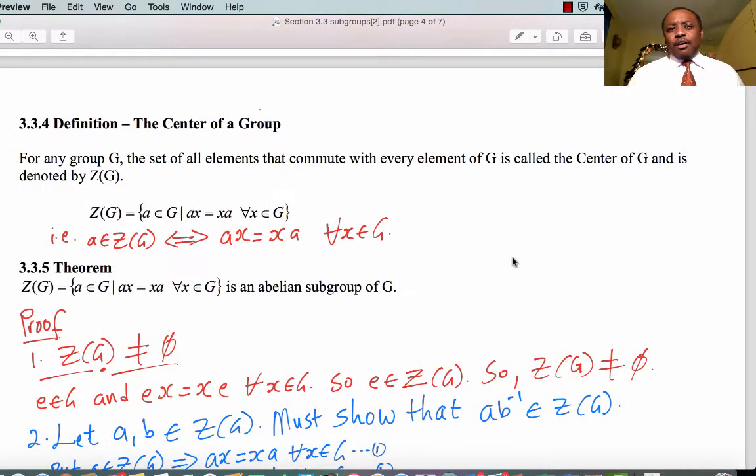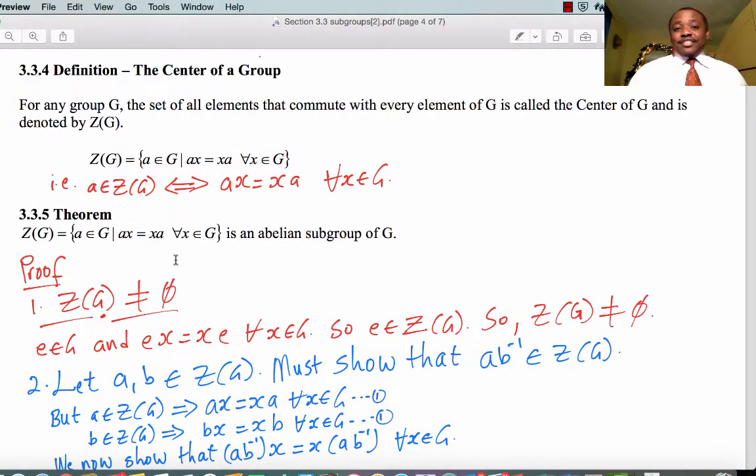There are two special subgroups of an arbitrary group G that we would like to define. 3.3.4 definition: the center of a group. For any group G, the set of elements that commute with every element of G is called the center of G and denoted by Z(G), i.e., Z(G) is the set of all elements A in G such that A commutes with every element in G: AX equals XA for every X in G. So you have to master the defining property of elements in Z(G). When do we say an element belongs to Z(G)? An element belongs to Z(G) if that element star X equals X star that element. That is the center of a group.